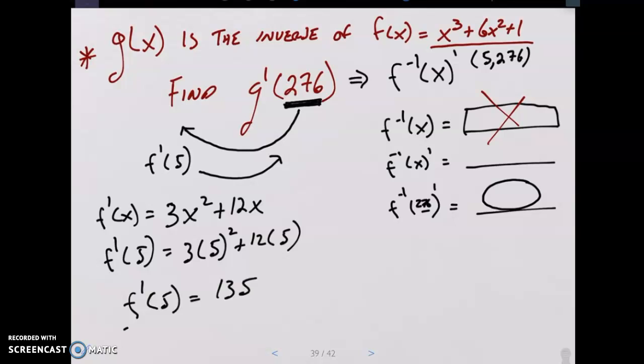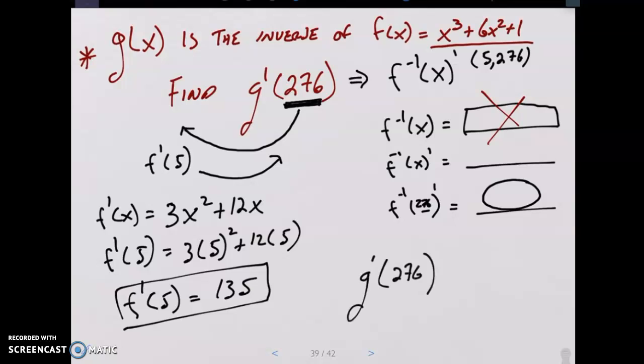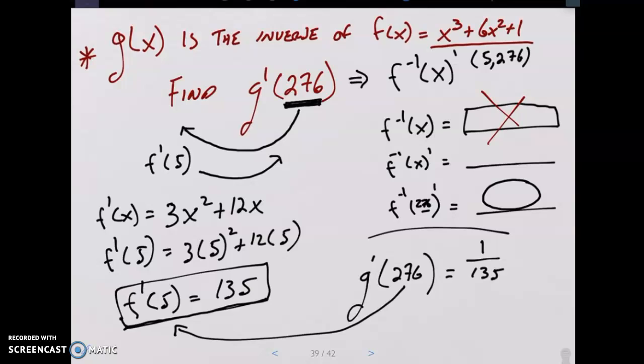But that's not what I wanted. I didn't want f prime of 5. I wanted g prime of its output of 276, right? So the simple thing, and we can talk about why it works, I made a whole other video as to why it works, but the simple thing to do is just find the derivative of the output's input, and flip it. There you go. Boom. Boom shakalaka.